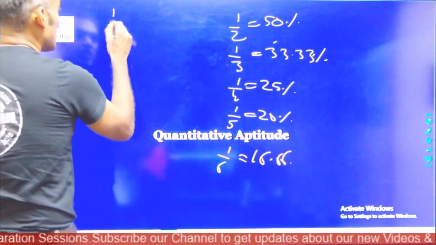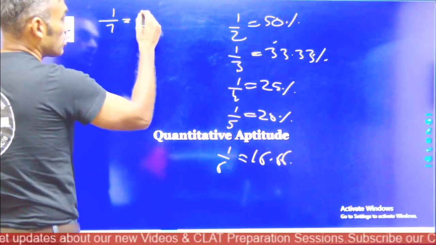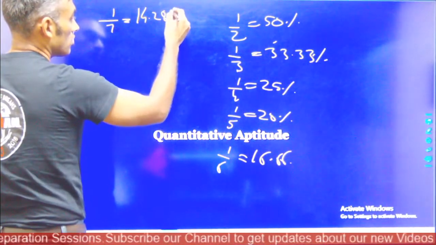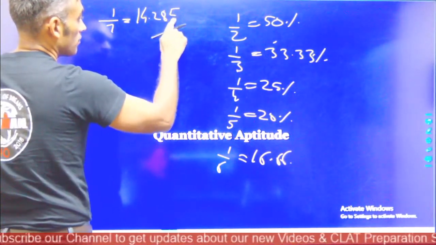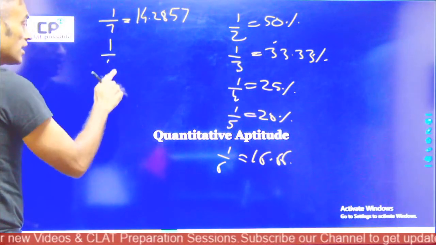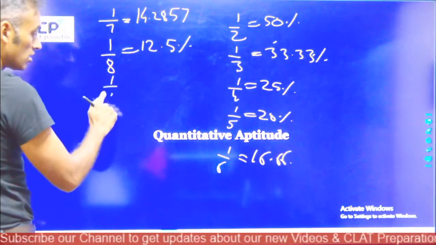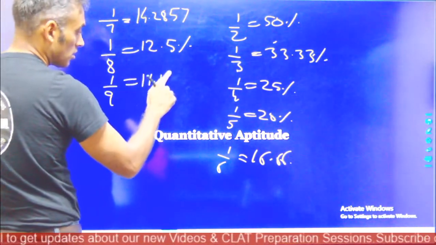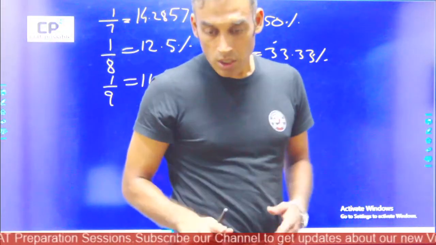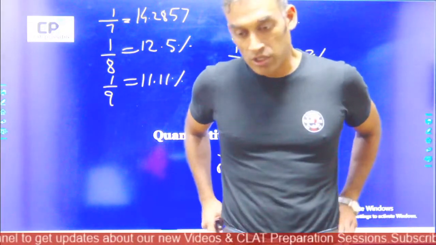Right? 1 by 7 is 14.287%. 1 by 8 is 12.5%. 1 by 9 is 11.11%. Right? So these are my basic ratios here. Now, how does it help? It helps us in calculations, right?